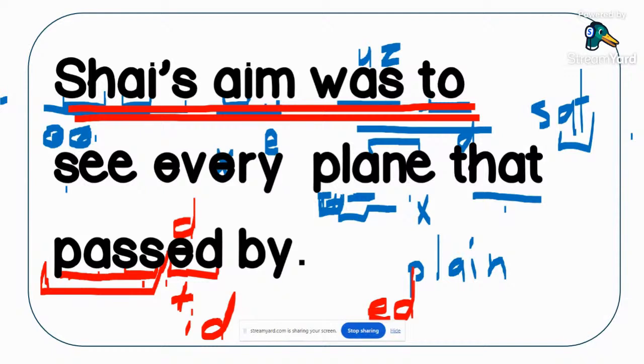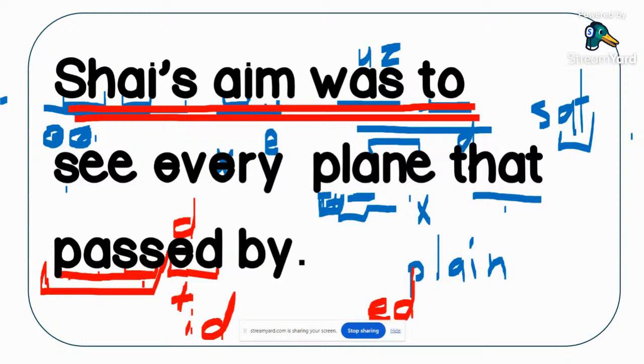When we say pass, the last sound we hear is a soft sound. And because we hear the soft sound, remember when we hear those soft sounds like sh and ch and x and t, all those sounds, we are going to use the t sound. So which sound should we use now? The t sound. So we say past, past, past.